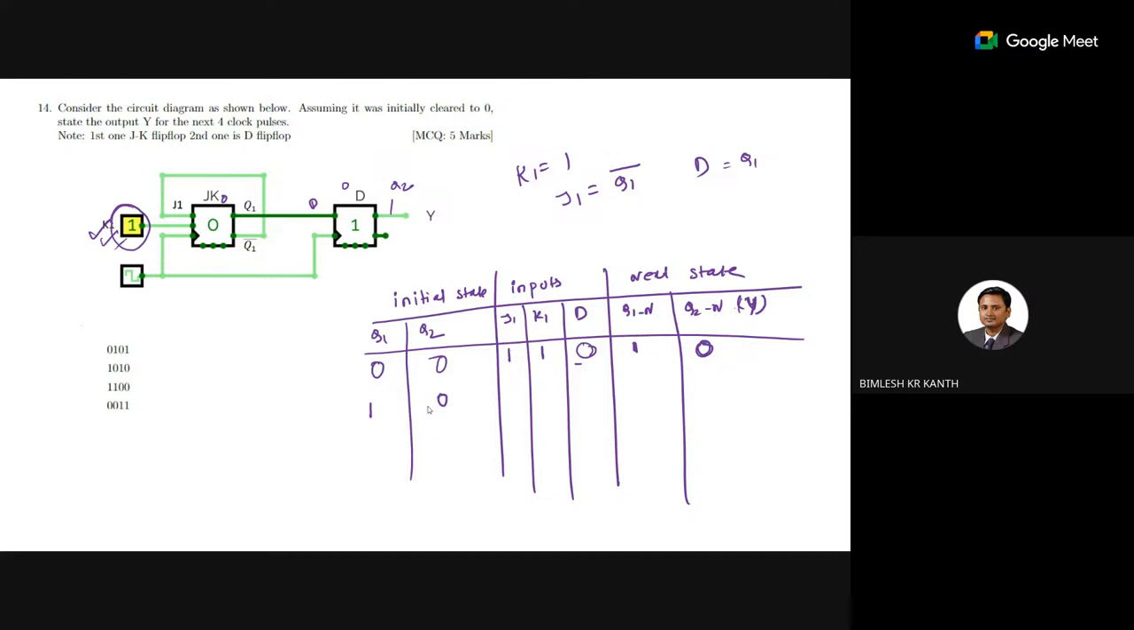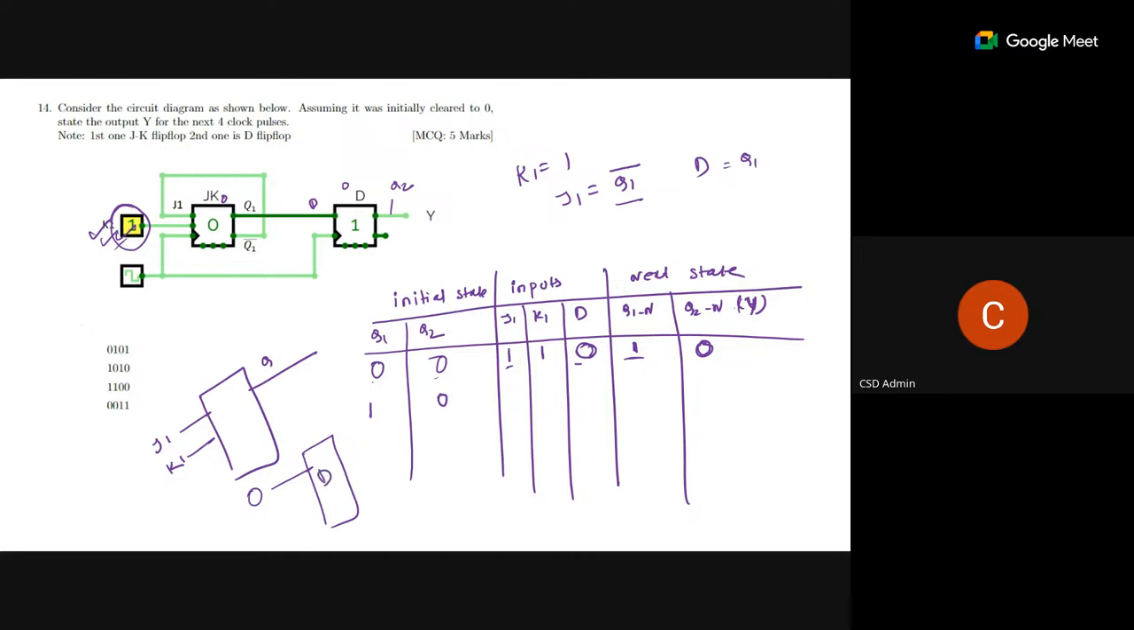Q1 next will become D here. The thing is that K1 is always given as 1, so we can blindly copy 1 for all the rows. Now J1 is given as Q1 bar, and Q1 was 0 initially, so J1 will be 1. And D is Q1, so Q1 is 0, so D will be 0. Now suppose there is a J-K flip-flop with J and K both 1, 1. What will be the output? That is toggling. If it is 0, then it will be 1. If there is a D flip-flop and the input is 0, what will be the output? It will be copied, so it will be 0.